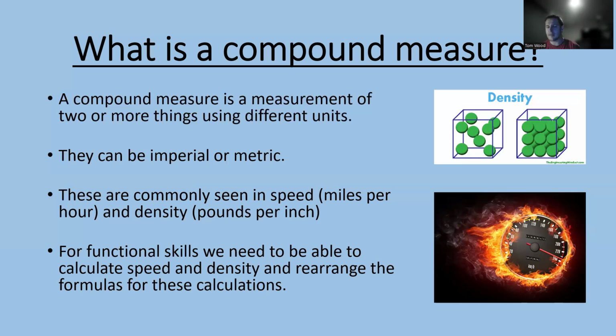The main thing we need to be able to do is, for functional skills, we need to be able to calculate speed, and we need to be able to rearrange the formulas for this. So for speed, we need to be able to calculate a speed, a distance, or a time. For density calculations, we only have to work out what is called a mass or a weight. I will explain more about this moving forward.